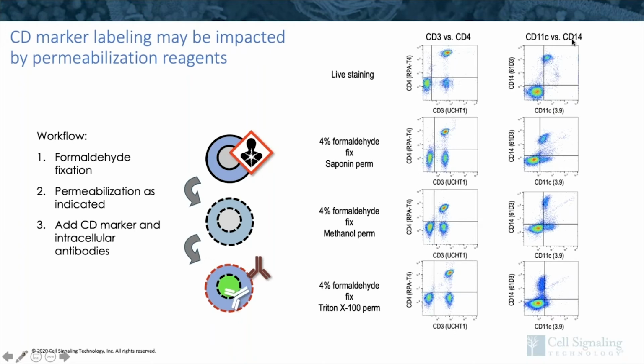On the other hand, based on our live cell CD11c and CD14 staining, we expect 2 major populations, a double negative and double positive population, but we're starting to get some non-specific staining creeping up in cells that have been fixed with formaldehyde and then permeabilized with saponin or with methanol. If we permeabilize with Triton X-100, we're losing almost all of our CD11c staining. And then we're also seeing that there's less intense staining of CD14.